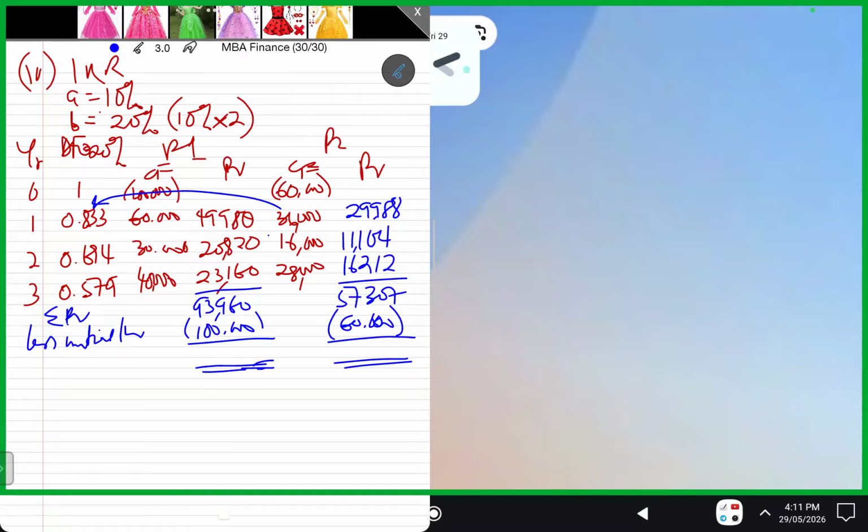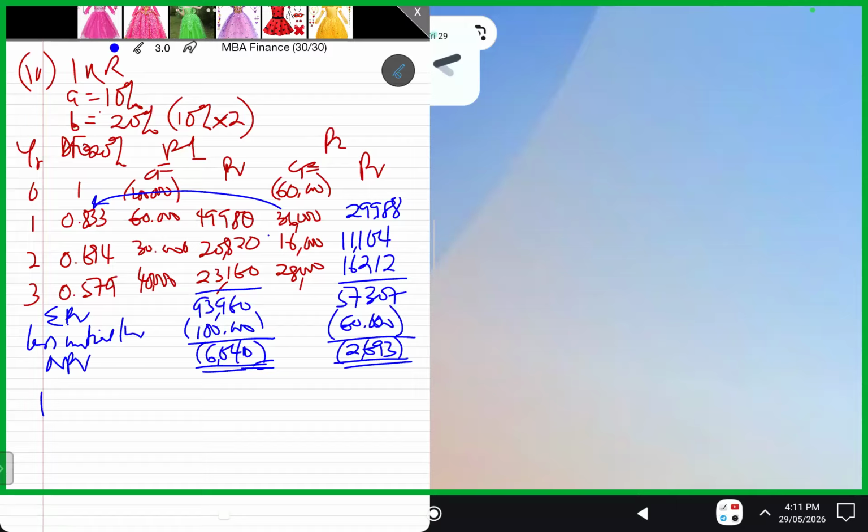So that will give us negative 6,040. Put it in brackets, meaning it's negative. The last one, 57,307 minus 60,000 will give us negative 2,693. So what is the name for the last row figure? That's the NPV. That's good.